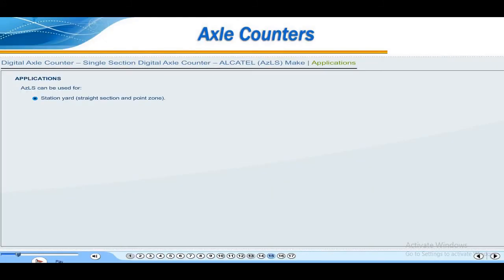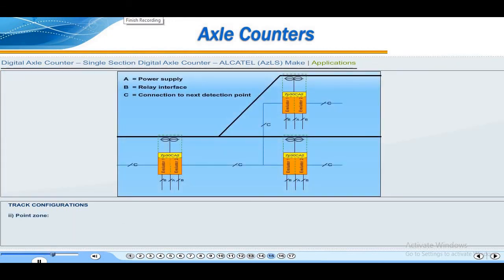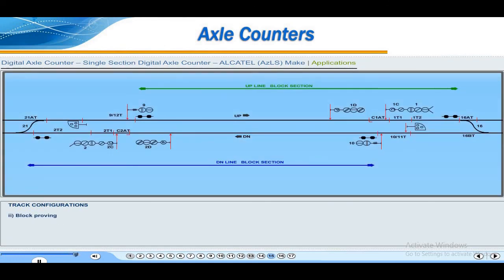Applications. AZLS can be used for station yard, that is straight section and point zone block proving. Track configurations, straight section: a detection point is positioned at each boundary of a track section. Point zone: to supervise a set of points, a detection point is installed at each exit to the section. Block proving.